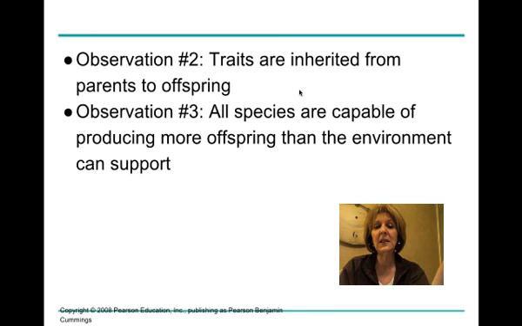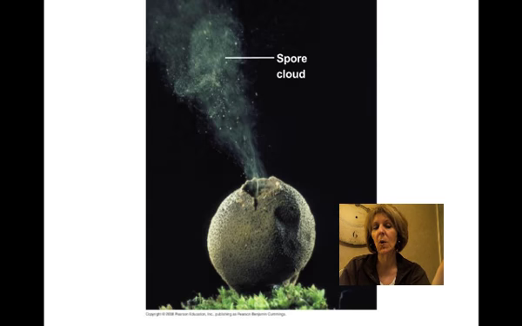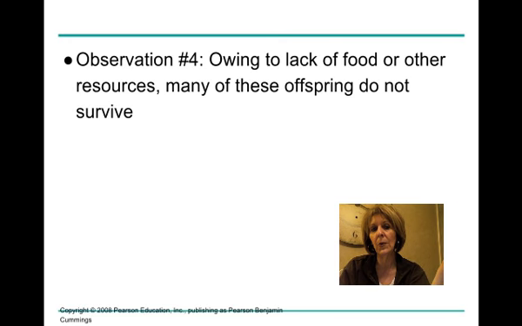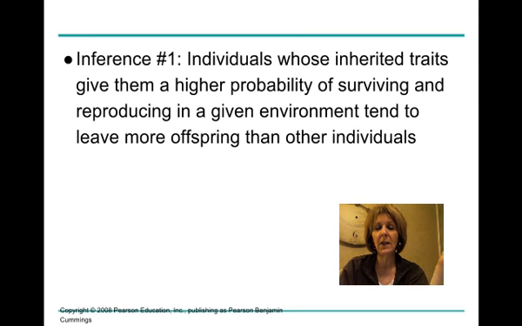And this idea that species were capable of producing many more offspring than an environment can hold. And so because of this lack of resources, or a limited amount, many of the offspring do not survive.